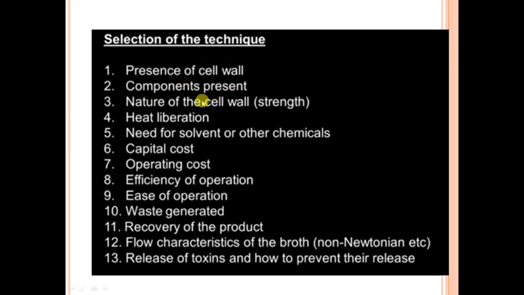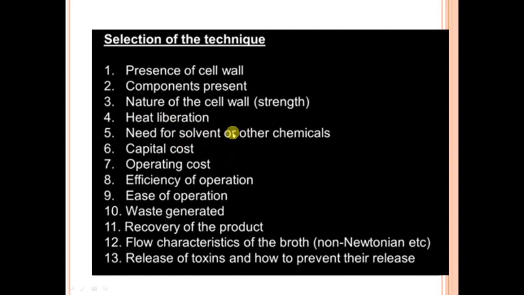Coming to the nature of the cell wall, that is the base strength. I have spoken about different cell lines, if you remember, plant cells, animal cells, bacterial cells, and I told you plant cells are very strong. So based on the strength, I can decide how much mechanical disruption energy is required for disrupting it. Then heat liberation: how much heat is liberated in the system, and whether this heat will impact the quality of the product, has to be taken care of.